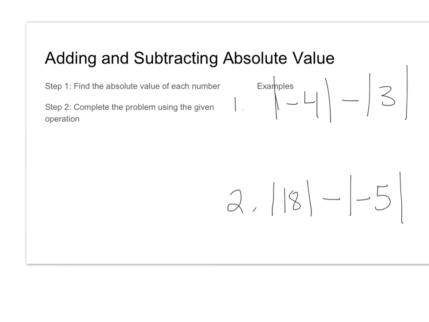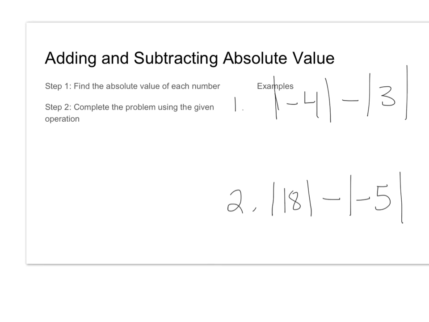Another thing that they do with absolute value is that there are going to be adding and subtracting problems with absolute value in them. It's pretty simple once you know how to find the absolute value, because once you find the absolute value, you can just add and subtract like normal. So make sure you write these steps down. Step 1, you're going to find the absolute value of each number. Once you find the absolute value, then you're going to complete the problem using the given operation.